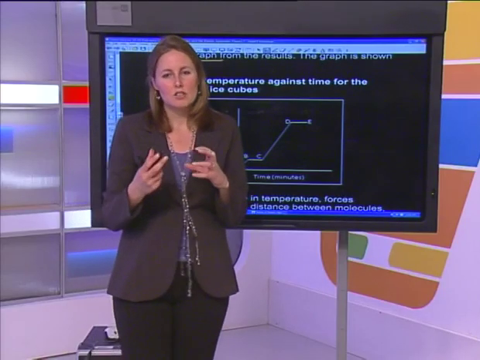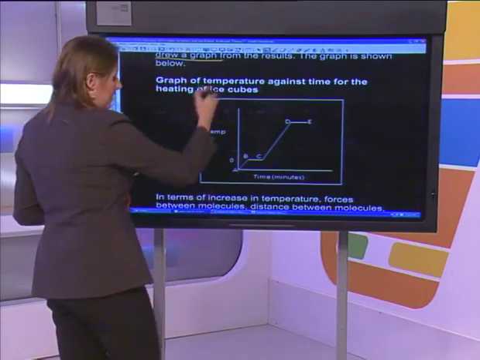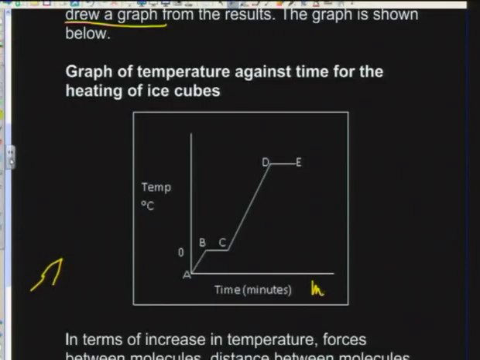What I want you to recognize here is when you're asked to draw a graph, always have the independent variable on the x-axis and the dependent variable on the y-axis.